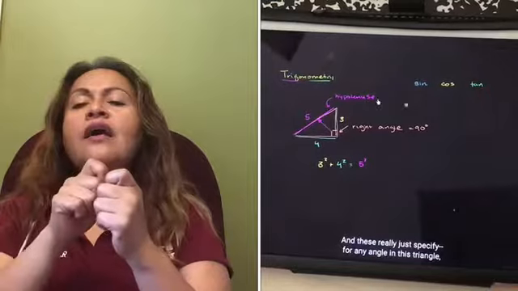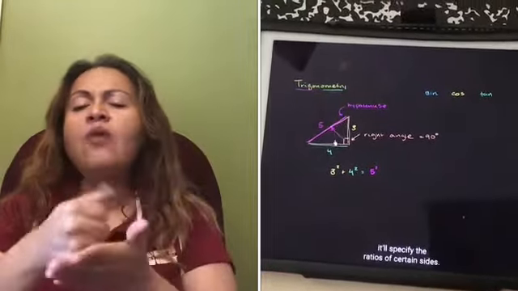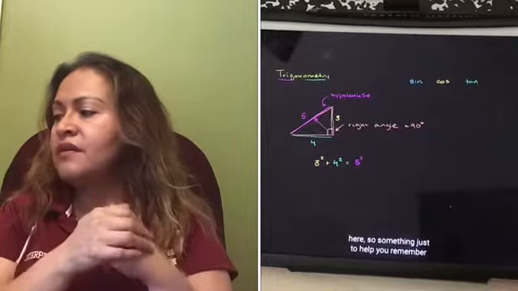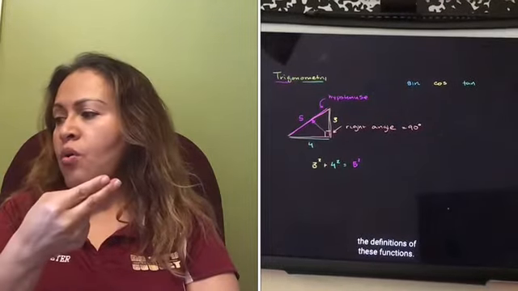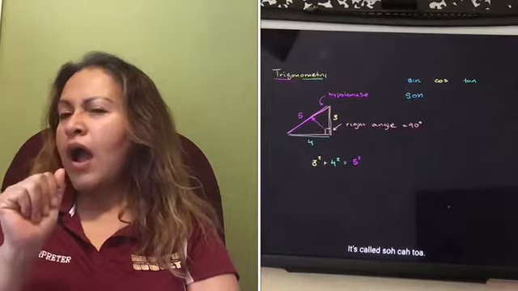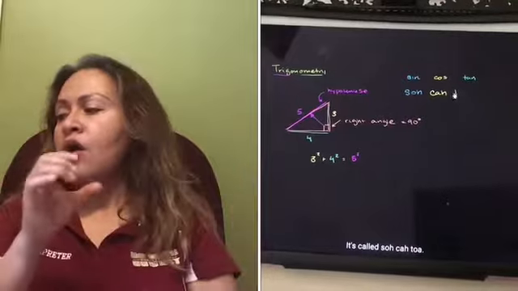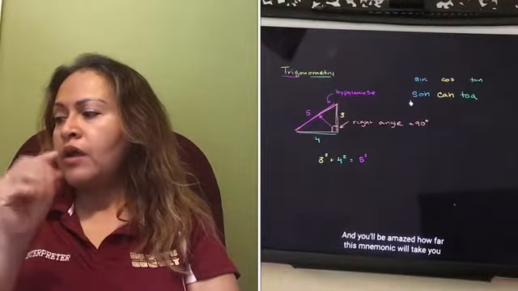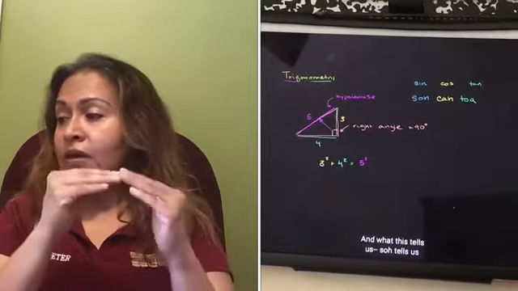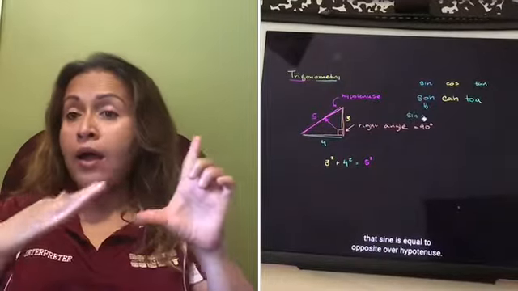So let me write something out. This is a mnemonic, something to help you remember the definitions of these functions. It's called SOHCAHTOA. And you'll be amazed how far this mnemonic will take you in trigonometry. What this tells us is that sine is equal to opposite over hypotenuse.